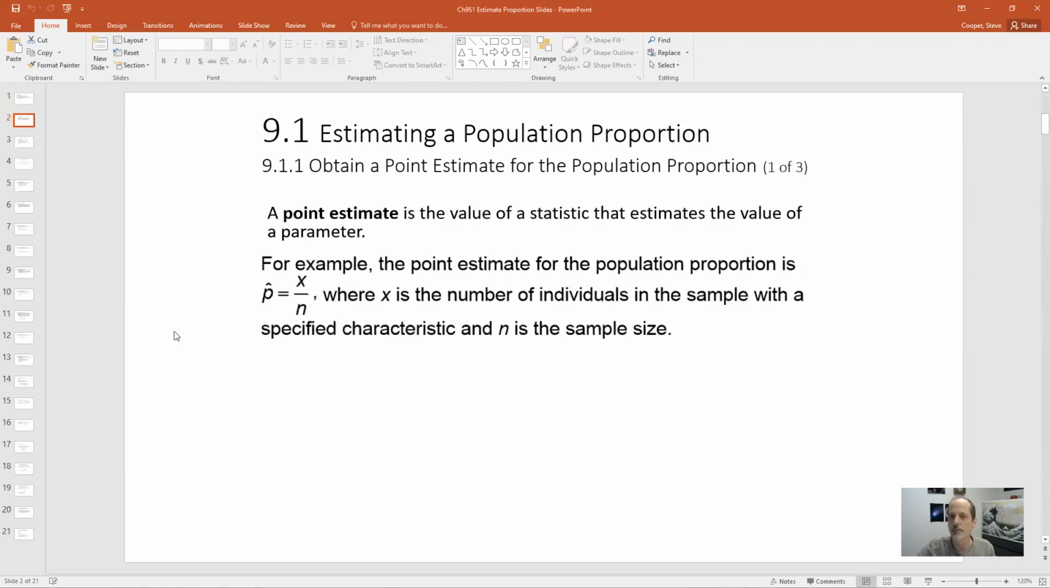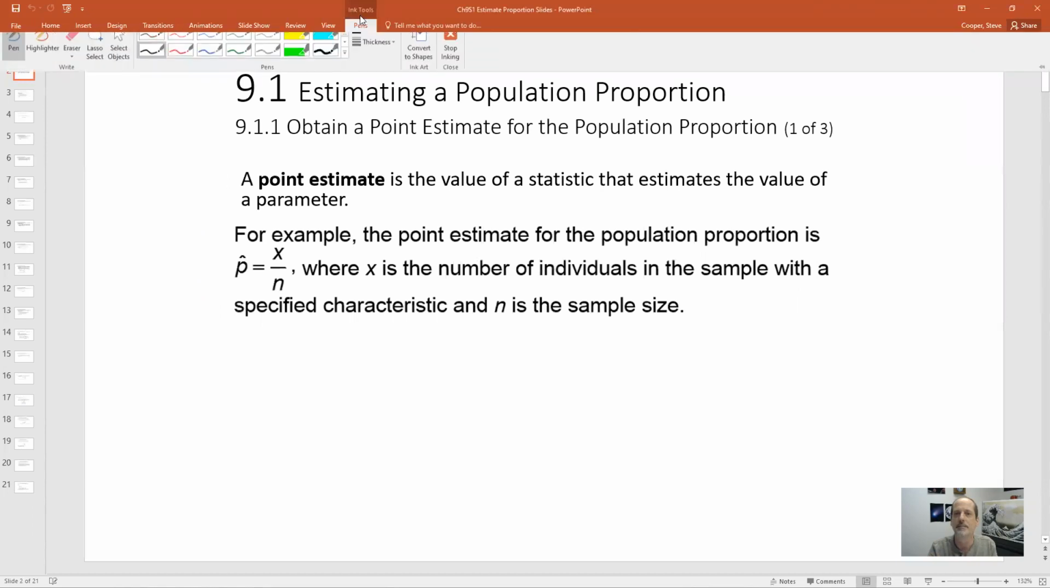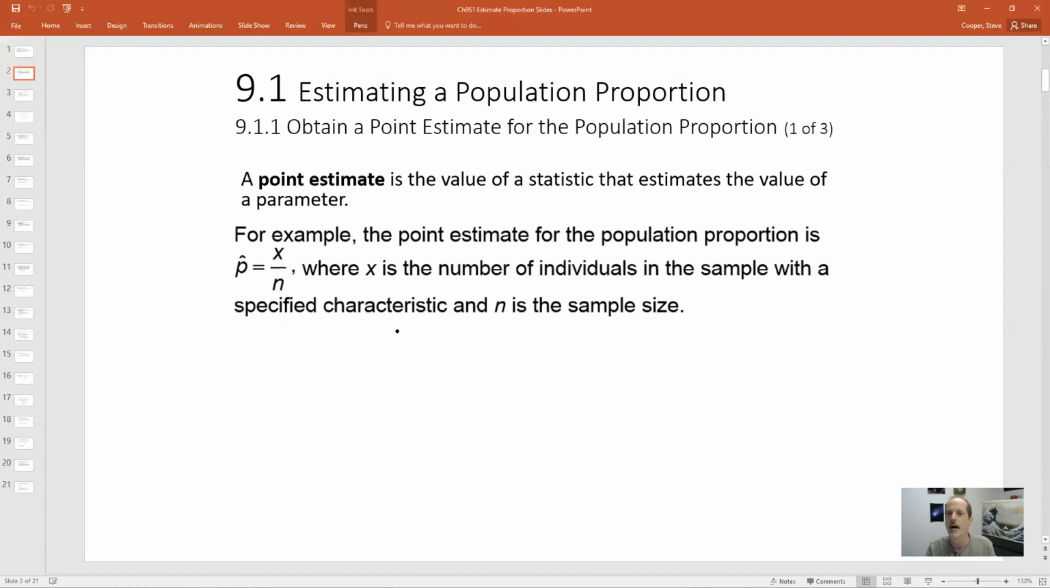Okay, so it all starts with this point estimate. A point estimate is just the statistic that comes from your sample. We call that p hat, where x is the number of individuals with the characteristic of interest, and n is the sample size that we used.